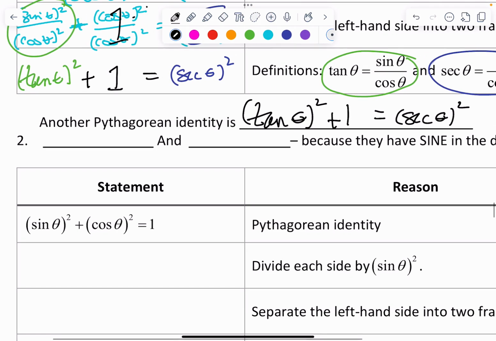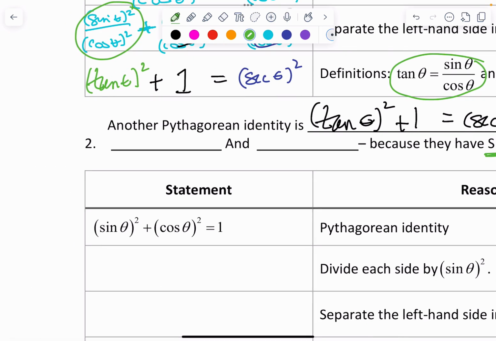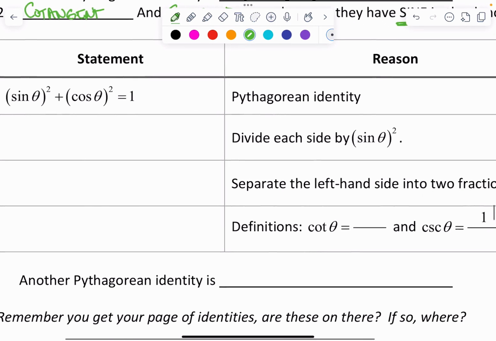So now you need to do the next one. This one involved tangent and secant. So we want the one now that has sine in the denominator. So that's going to be cotangent and cosecant. All right, so hit pause and go ahead and do this one.